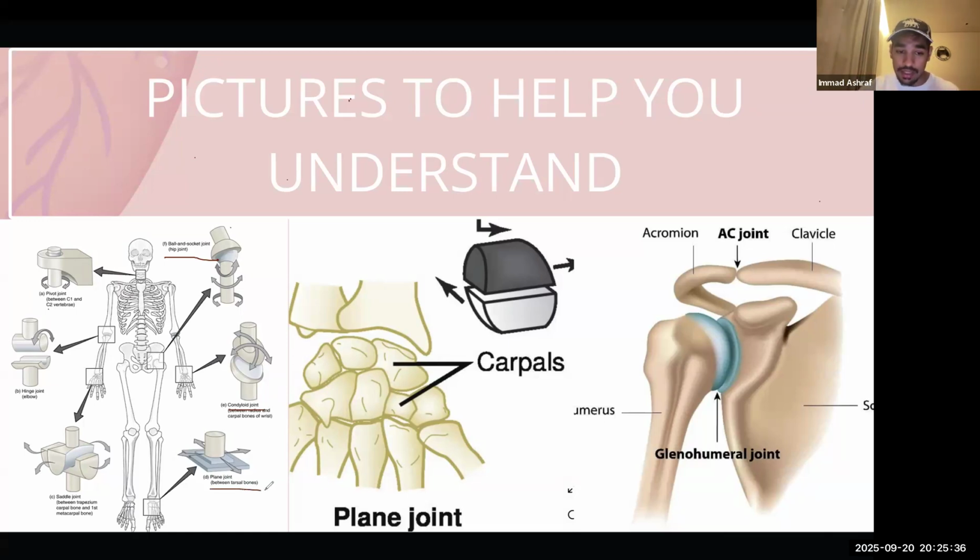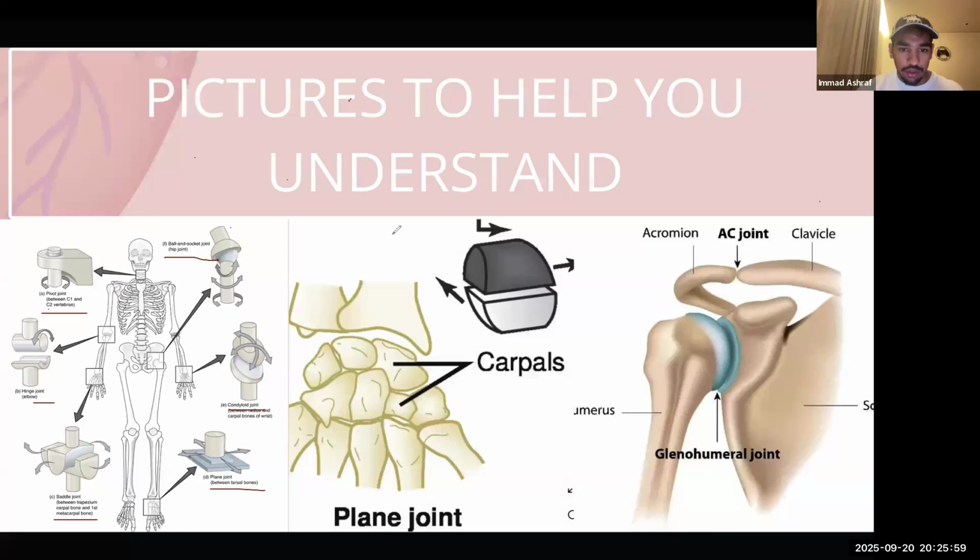A plane joint is flat bones rubbing against each other. A saddle joint is like the condyloid joint. It's similar, but it has more range of motion, and I'll show you why. A hinge joint is when you have a cylindrical thing fitting into a trough, right? And a pivot joint is when you have a sleeve and the rounded end fits into the sleeve.